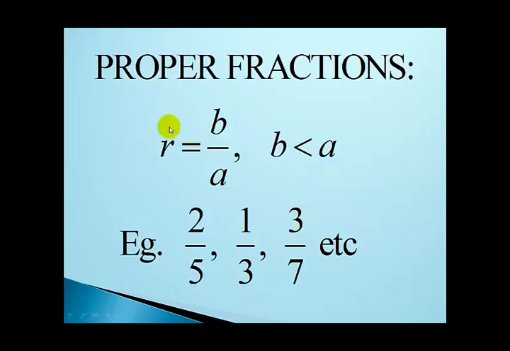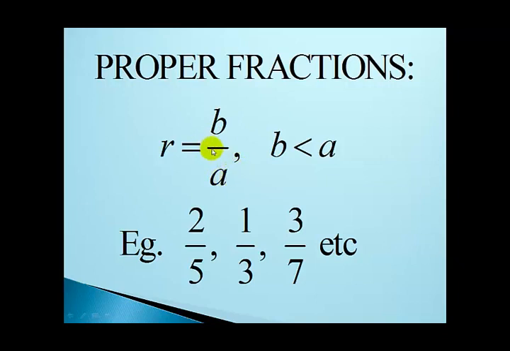So, proper fraction. Now, if R equals B over A, we can see that B over A is a fraction. For every given fraction, the number or the variable above the division sign is called the numerator, and the number or the variable below is called the denominator.